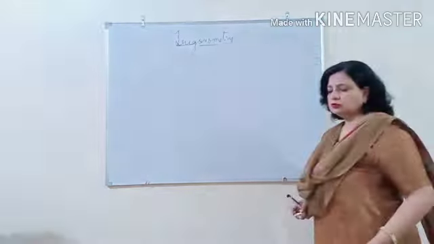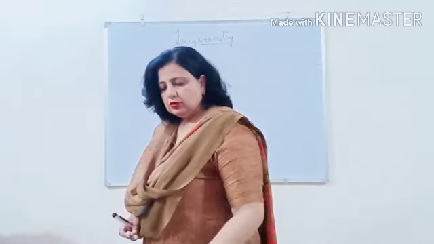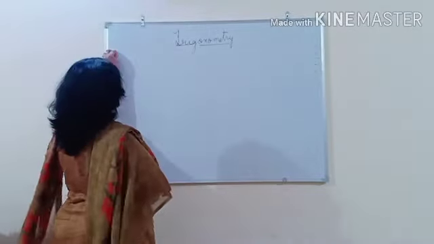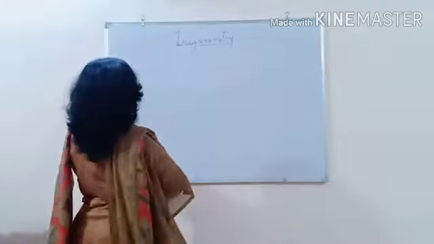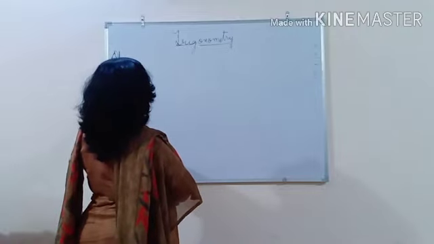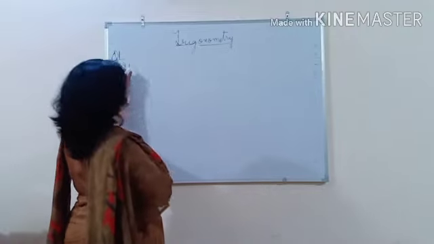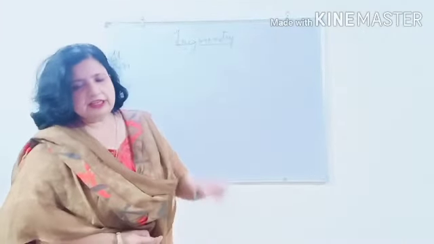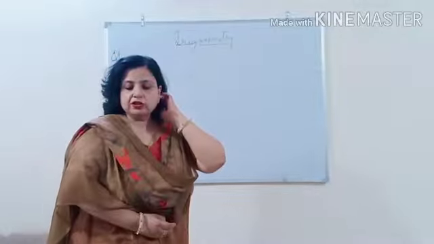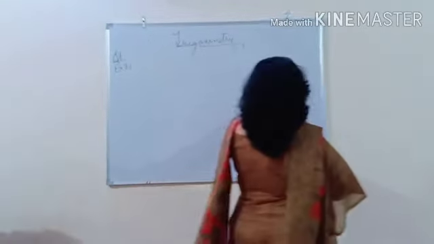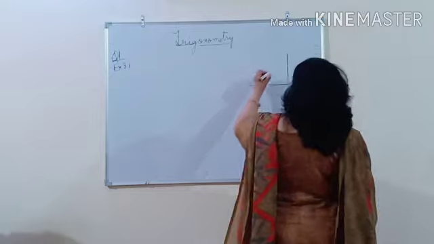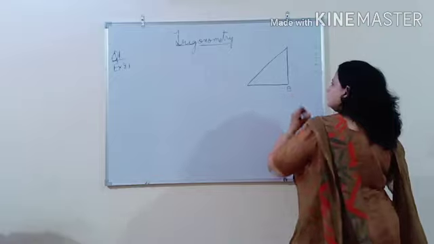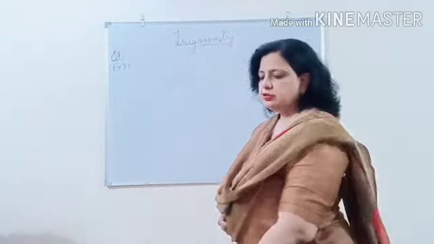Now, exercise 8.1, question number 1. First is, in triangle ABC, right angled at B. The figure is not given, so let us draw the figure. In triangle ABC, right angled at B, this is right angled at B.